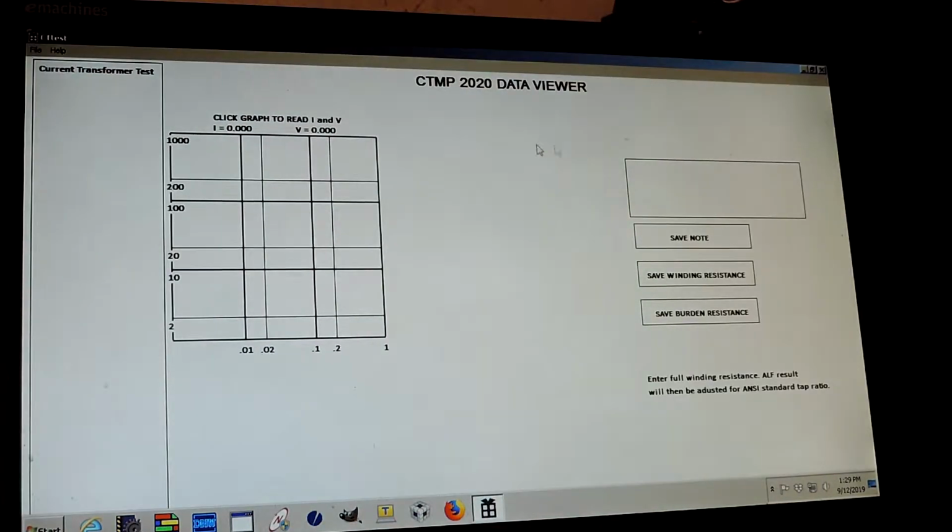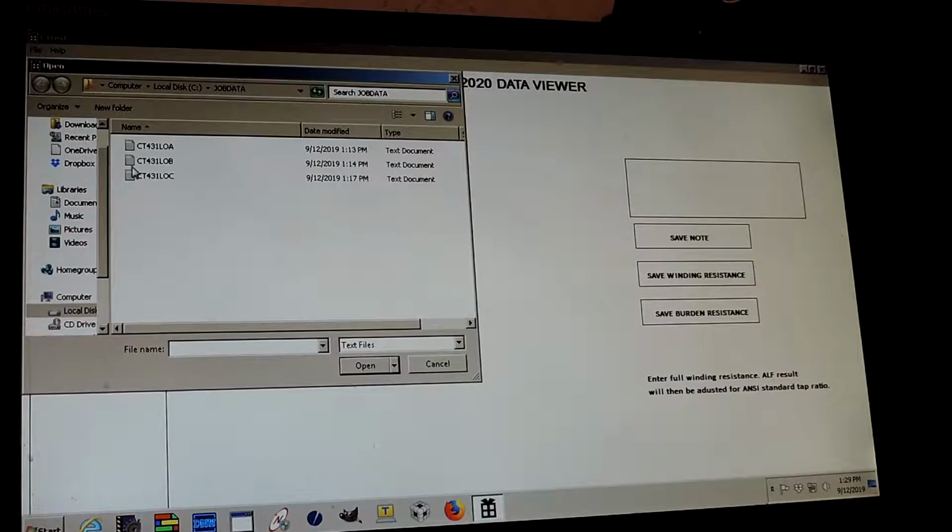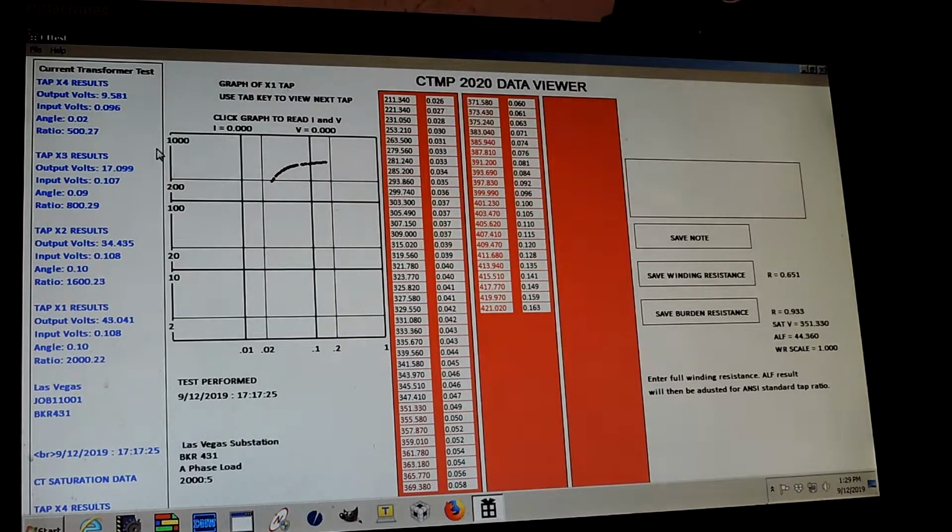The customer gets the viewer with the folder with his data. I'm going to open, there's a list of files. This is a sample, but there'd be all the files for the job you would have in here. This is CT431, the 431 being the breaker number. LO stands for load, and A phase. I'm going to open that.